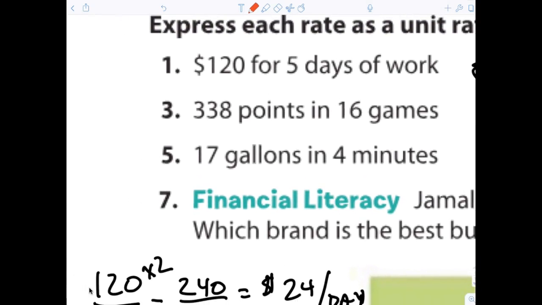Now, number 3 is a very nice problem. I need 338 points in 16 games. So here's what I want to do. Everybody write down 338 and 16. Now, what are you thinking? Yeah, that's right. Points per game. But I know I'm dividing. You with me on this? Now, this one's not too bad because 16 goes into 33 is not that hard. Do they agree?